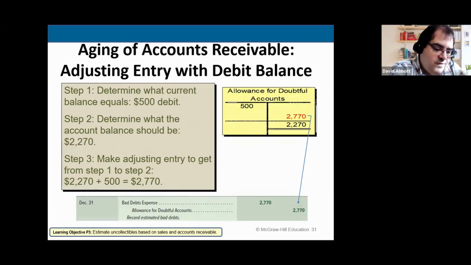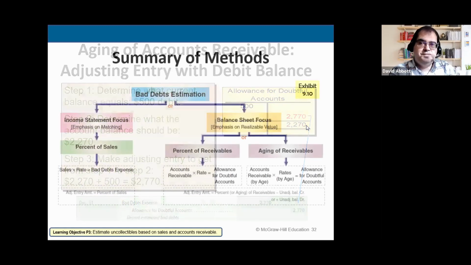Now notice that if the allowance account has an unadjusted debit balance of $500, the required adjustment would be $2,770, because we need to add the $500 debit balance to the desired ending balance. Because they already had that, we have to add it in order that when you come out, you're going to come out with $2,270 credit.